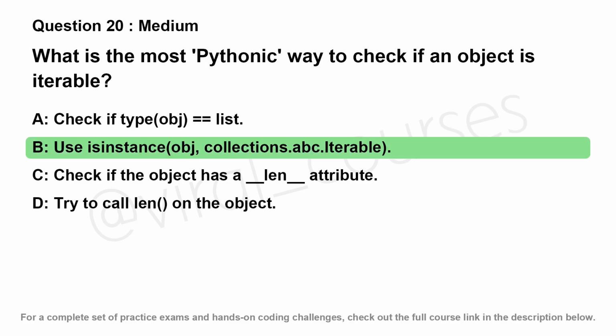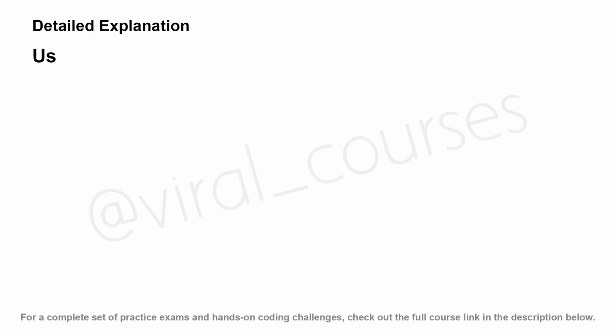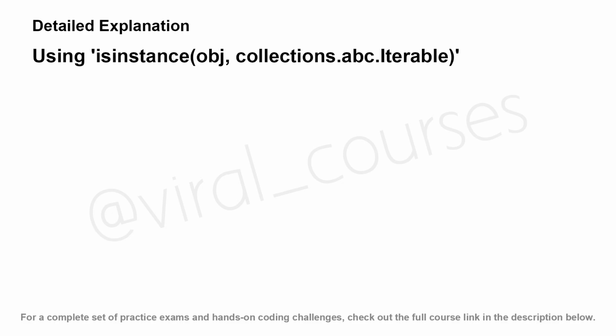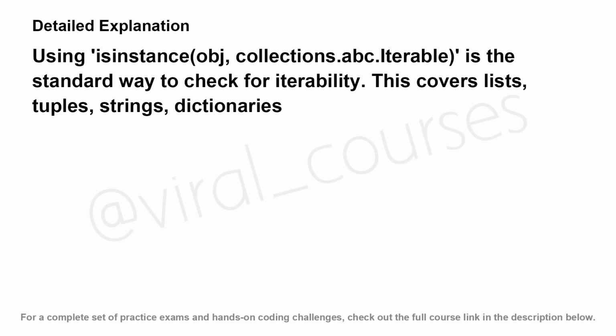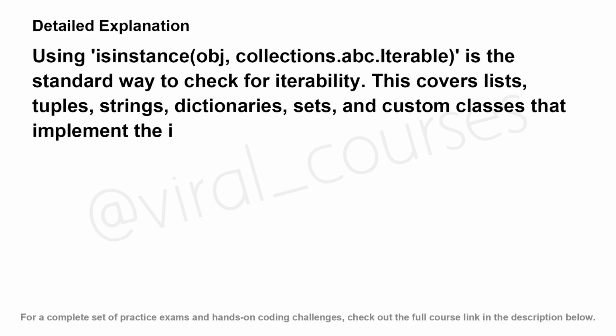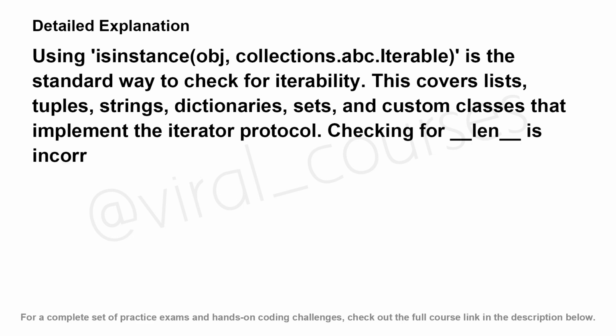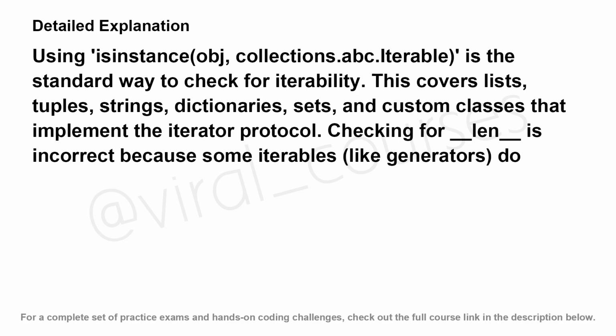The correct answer is B. Using isinstance(obj, collections.abc.Iterable) is the standard way to check for iterability. This covers lists, tuples, strings, dictionaries, sets, and custom classes that implement the iterator protocol. Checking for __len__ is incorrect because some iterables, like generators, do not have a length.